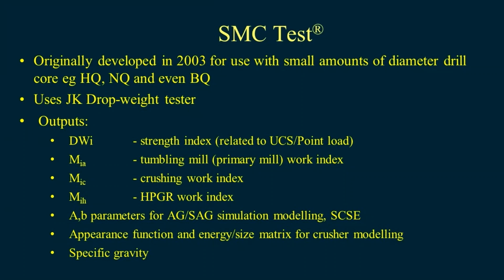It has a range of outputs, however. There are power-based outputs, and we're going to talk later about power-based equations. They are the drop weight index, MIA, MIC, MIH, and then just like the drop weight test, A and B parameters for simulation modelling, plus the SCSE. You can get the appearance function for the crusher model, as well as the energy size matrix for the crusher model and the specific gravity.